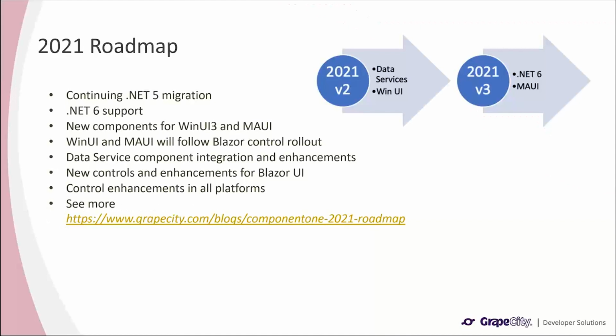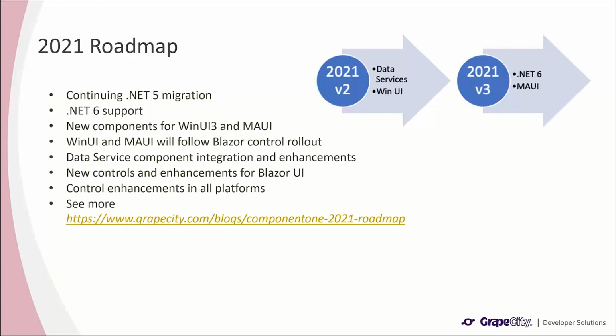Our goal is to complete most of the .NET 5 migration by the end of the year, as well as simultaneously supporting .NET 6 within this .NET 5 version of the controls. The migration from .NET 5 to 6 will be seamless. It's not going to be the same larger effort that's been taken with .NET Framework to 5.